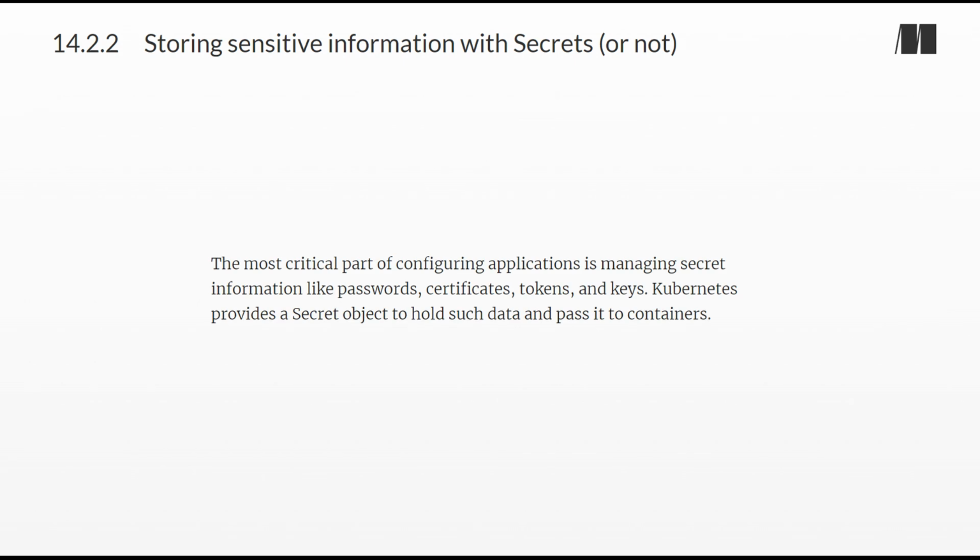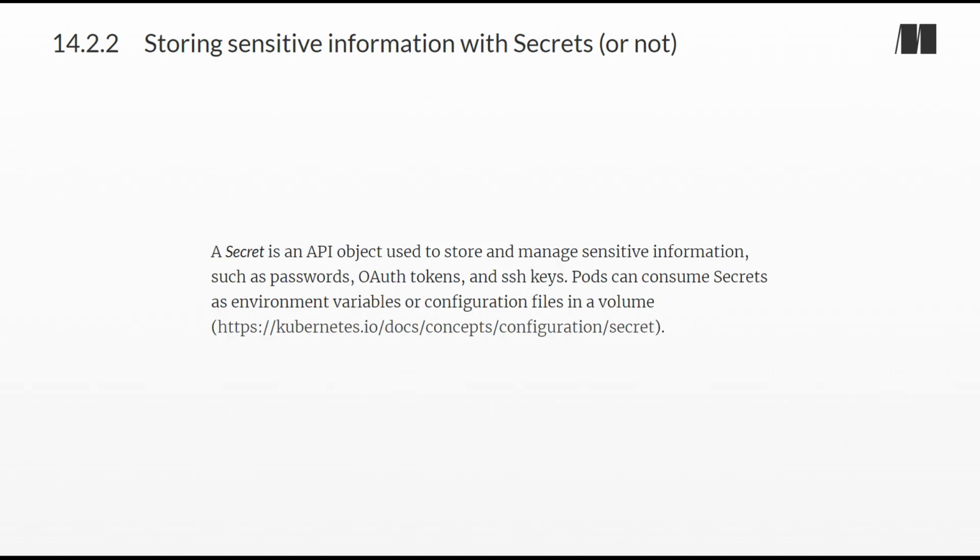Section 14.2.2. Storing sensitive information with secrets, or not. The most critical part of configuring applications is managing secret information like passwords, certificates, tokens, and keys. Kubernetes provides a Secret object to hold such data and pass it to containers. A Secret is an API object used to store and manage sensitive information, such as passwords, OAuth tokens, and SSH keys. Pods can consume secrets as environment variables or configuration files in a volume.